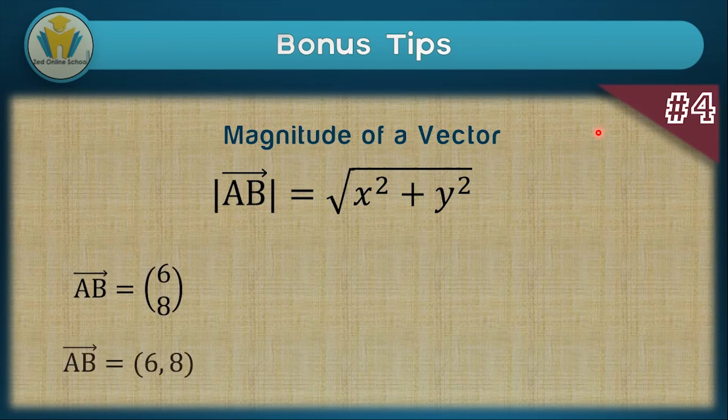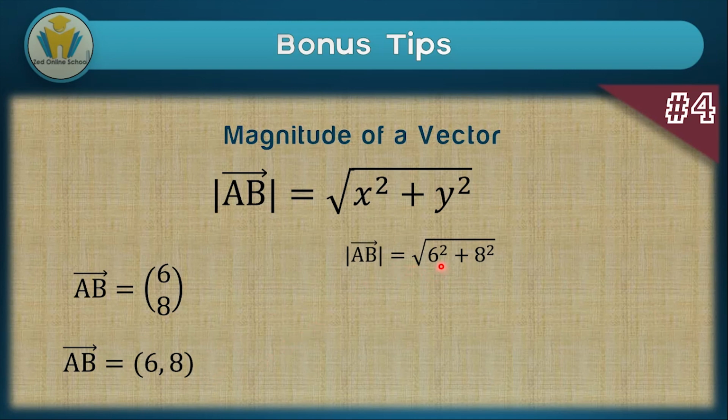Let's say we had a vector AB. It could have been given like this or in coordinate form. The x in this form is the number on top and the y is the one below here. While for this one, x is the first and y is the second. So we just plug it into this formula. Our x will be 6 and our y will be 8.